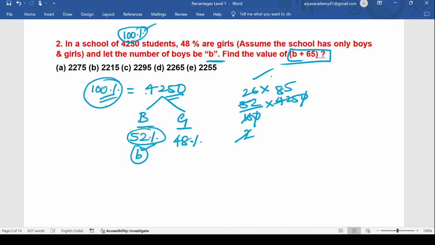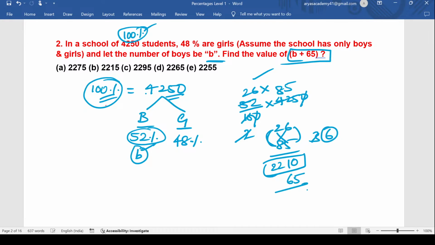I have taught you how to do fast multiplications with respect to two digits. If you remember the steps, first, unit digit multiplication. 6 5s are 30, 2 5s are 10, 8 6s are 48 plus 10, 58, 58 plus 3, 61. So 6 is carried forward, and finally this 2 is to be multiplied. 2 8s are 16 plus 6, 22. 2210 is the actual number of boys. And you have to add 65 to that. So 5, 7, double 2. So 2275 is the correct answer, which is option A.